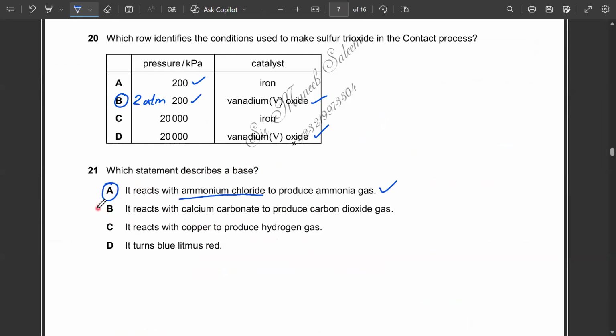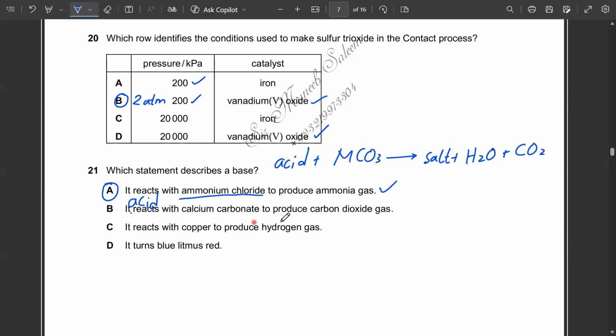We will also validate the other options. B says it reacts with calcium carbonate to produce carbon dioxide. So this is not the property of a base. It is the property of the acid. Acid reaction with metal carbonate like MCO3, where M stands for any metal, you get salt plus water plus carbon dioxide.